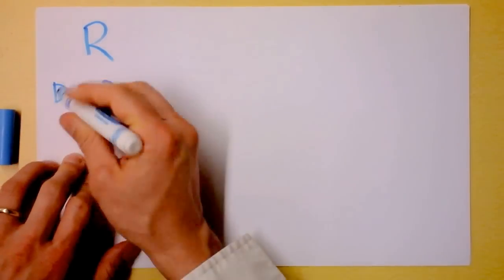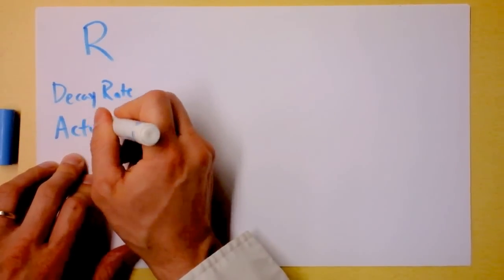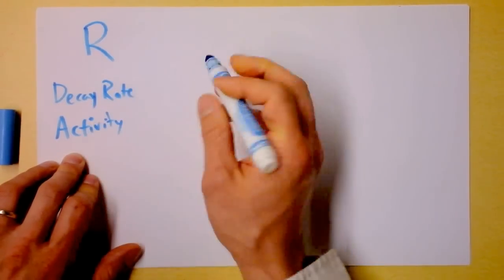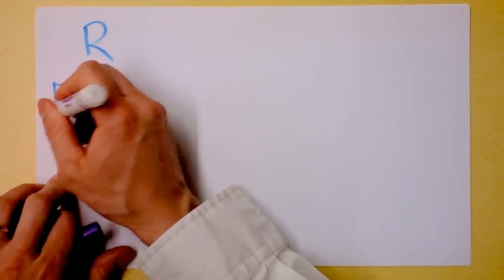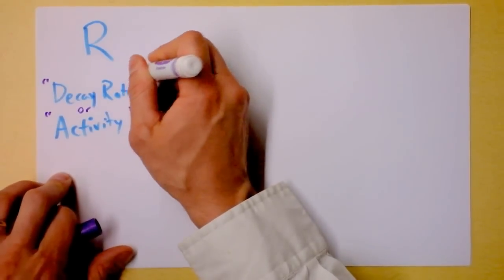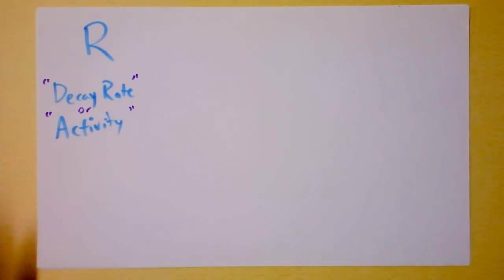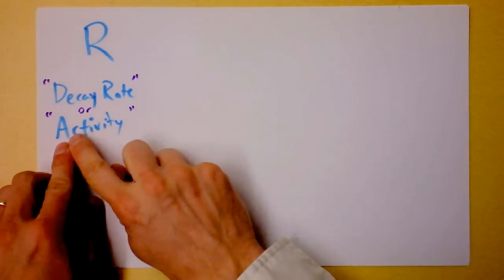I prefer to call it that. It could also be called activity. If you're working with a nuclear sample that is decaying, then, sorry, let me put an "or" in here so you're clear that it could be called either one of these things. If you're working with a sample that is radioactive, you want to know what its activity is.